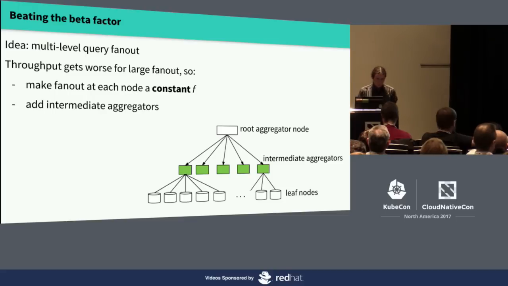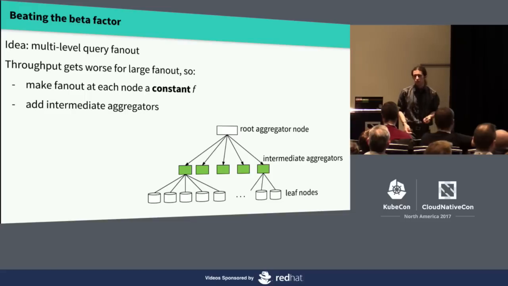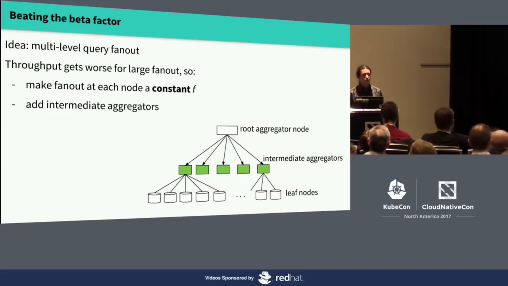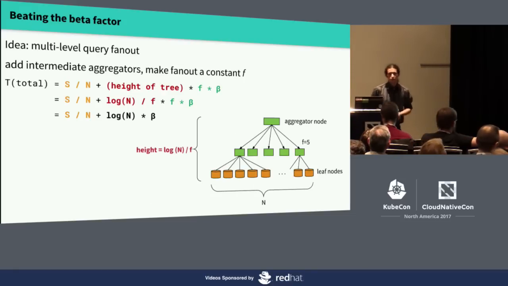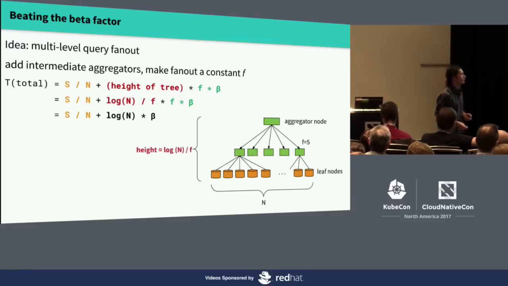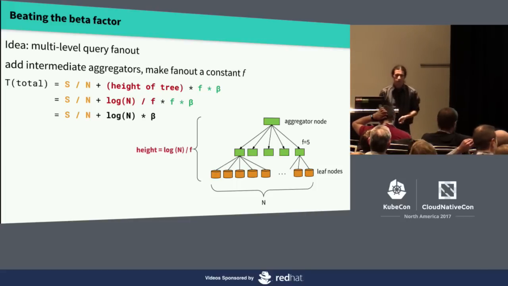So here's the idea. Instead of trying to do all the aggregation at once, we'll do it iteratively by fanning out queries across multiple levels. We know that the throughput gets worse for very large fan-out, so we'll make the fan-out a constant F, and we'll add intermediate aggregators between the root and the leaf nodes. Now, you can work through the math and see that the aggregation time is no longer proportional to the number of leaf nodes. It's proportional to the height of our aggregation tree, which is proportional to the log of the total number of servers we have participating in the system.